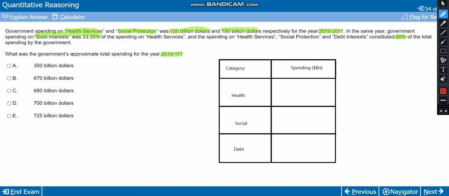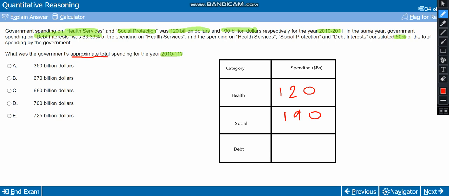We're told that $120 billion was spent on health. We're told that $190 billion was spent on social. And we're told that 33.33% of the spending on health services was spent on debt interests. But remember that the question is asking us to find an approximate of the total spending.